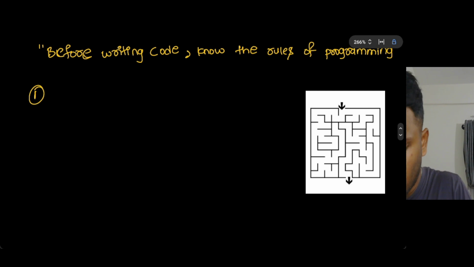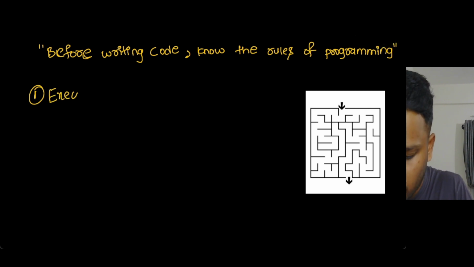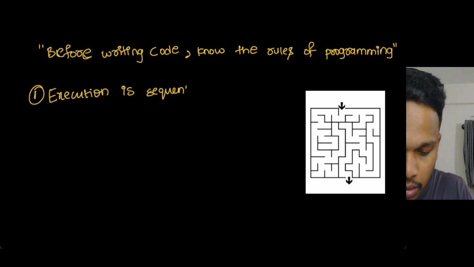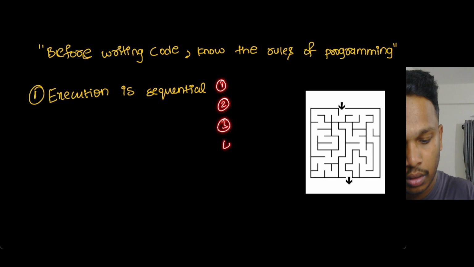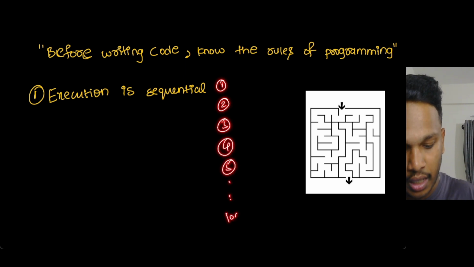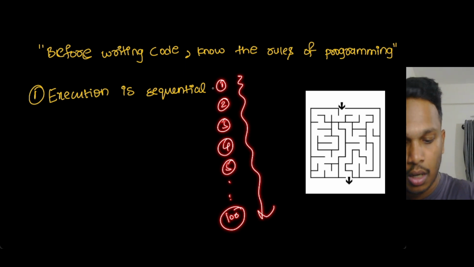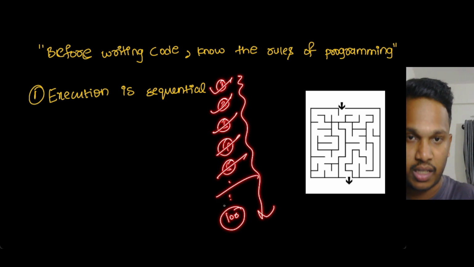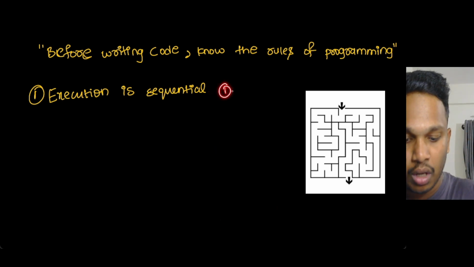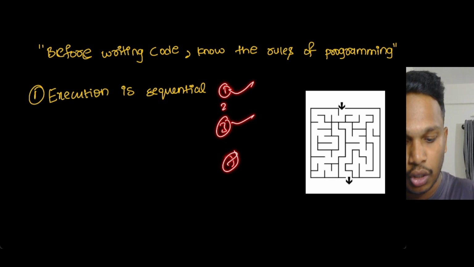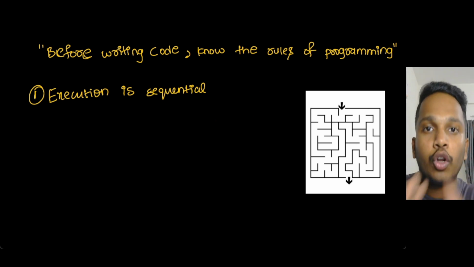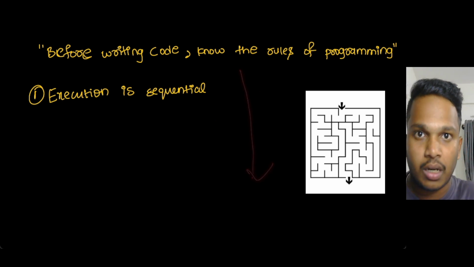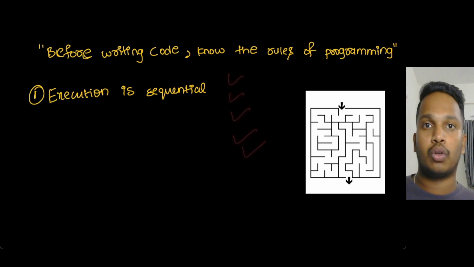First rule: execution is sequential. Sequential means, for example, if you have written 100 lines of code, the execution will come like this: 1, 2, 3, 4, 5, 6, 7, 8, line by line only. It will not go first one, next three, next seven, next two. It will come in sequence. However you write the code, the execution will happen line by line. So this is the first condition.